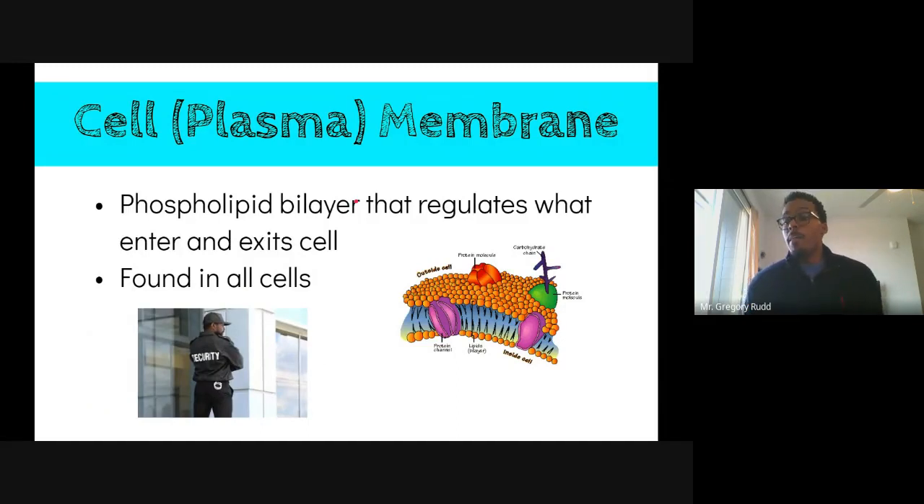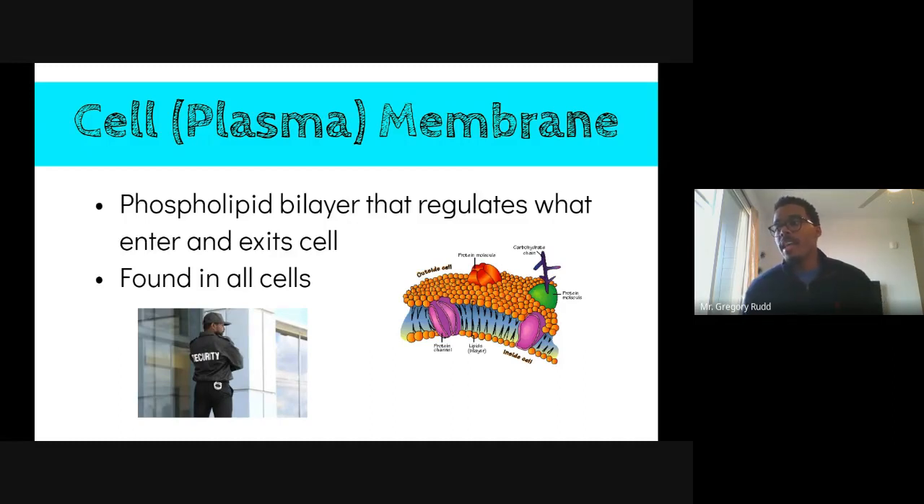And then there's the cell membrane, very different than the cell wall. Their only similarity really is that they are both kind of the outer layers. All cells have a cell membrane. Doesn't matter if it's an animal cell, a plant cell, a bacterial cell, a fungal cell. All cells have a cell membrane.